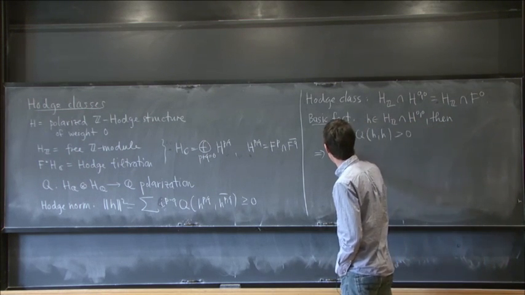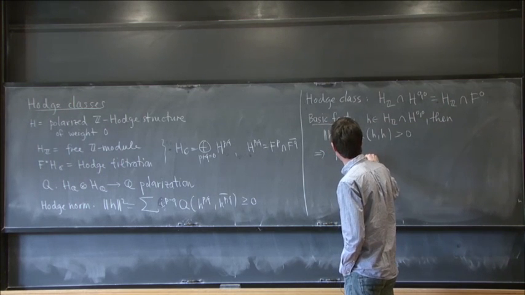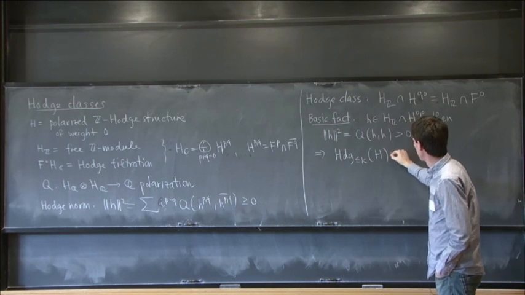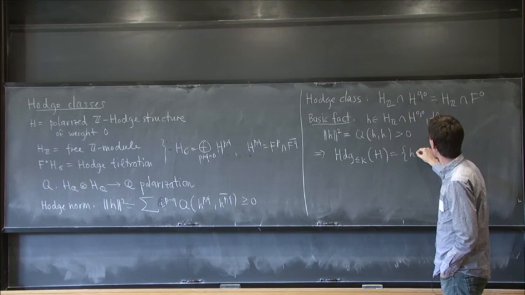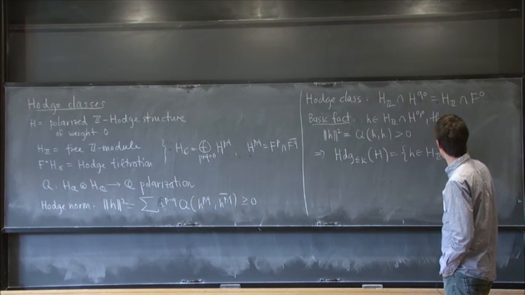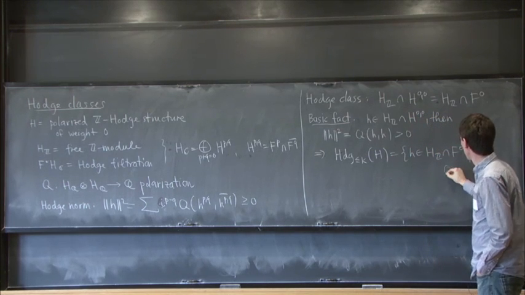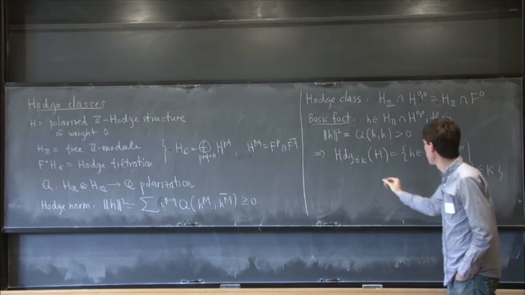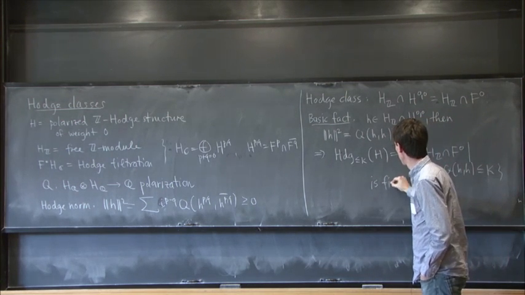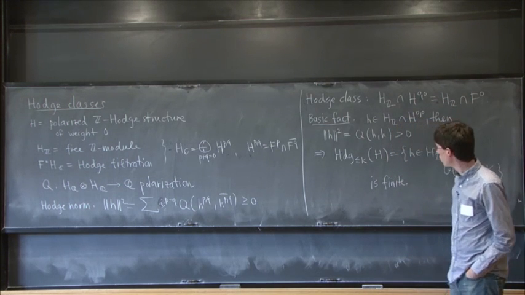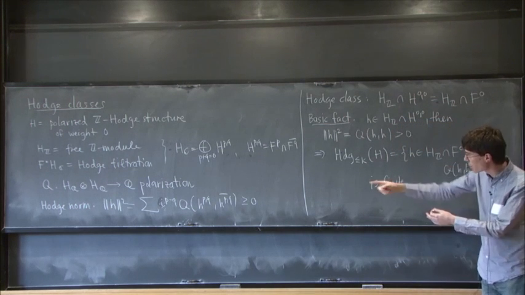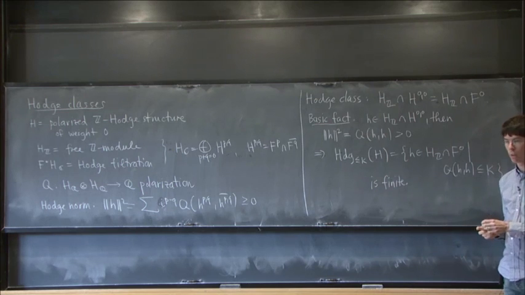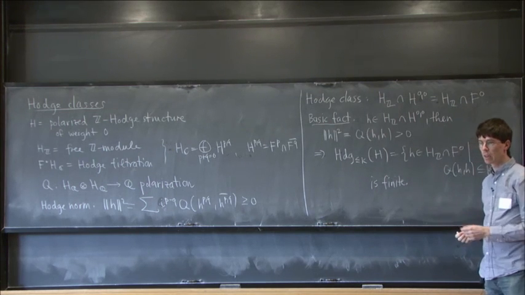So this says that if I look at, so I'll denote it like this, this will be the space of h in H_Z such that Q(h,h) is bounded by K, then this is finite, because it's the intersection of this ball with a discrete subset H_Z.